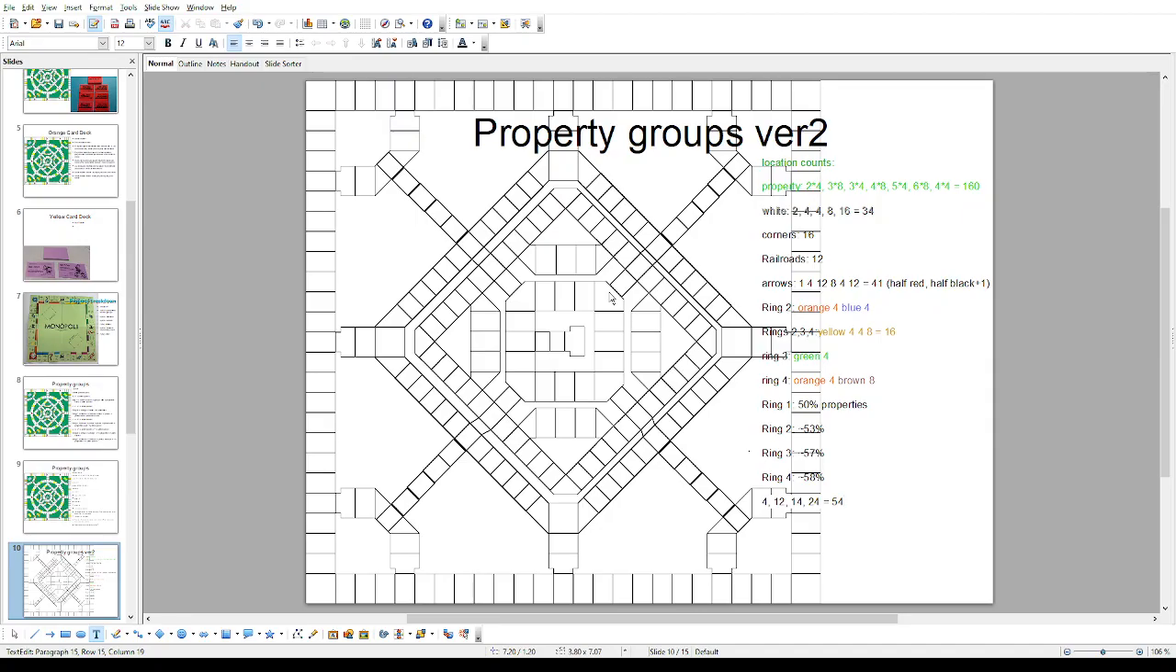So I would need to have 11 utilities. Before, 54 times 4 equals 216. 216 divided by 20 equals more or less 11. So I need 11 utilities.